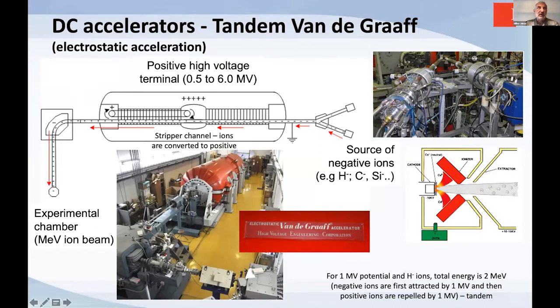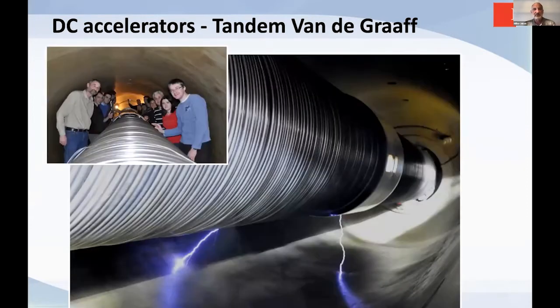They are converted to positive ions, and then again they are accelerated by another 1 megavolt potential difference, which means that 1 megavolt at the terminal will give 2 MeV energy for protons. And then we analyze this beam and direct it to the scattering chamber. In reality, this looks like this inside of the tank, which is normally, this is just during the maintenance period.